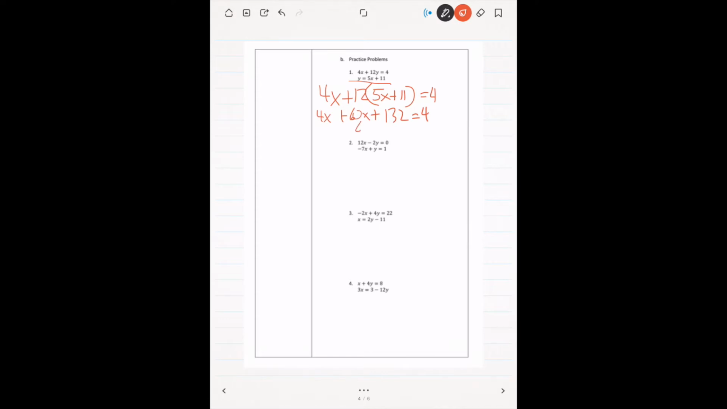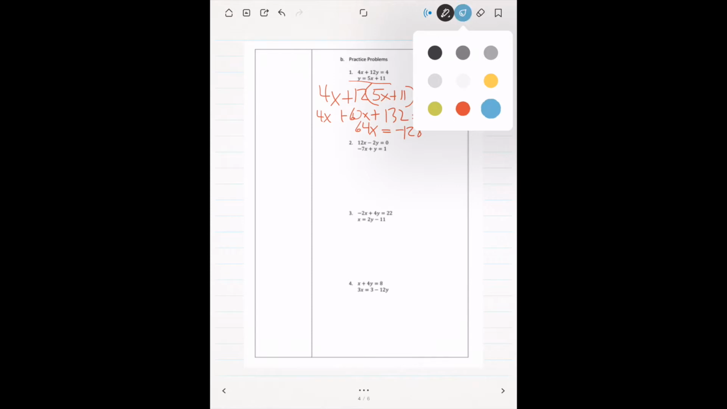All right, let's do some combining of like terms. This side is going to have 64x on it, and if I take 4 and I subtract 132 from it, that should be negative 128. So if I do some division, x will equal, that should be negative 2. Yeah, that'll be negative 2. So x is negative 2.